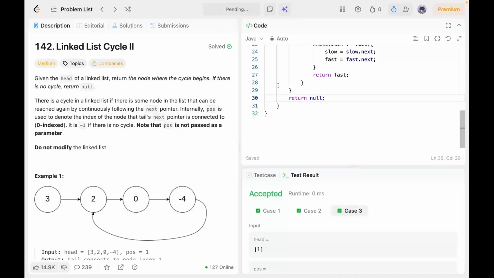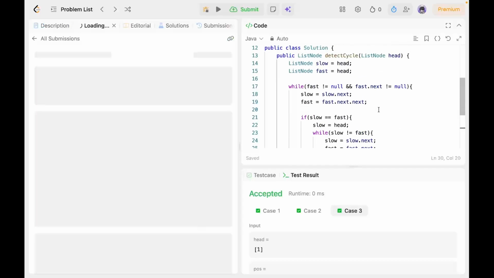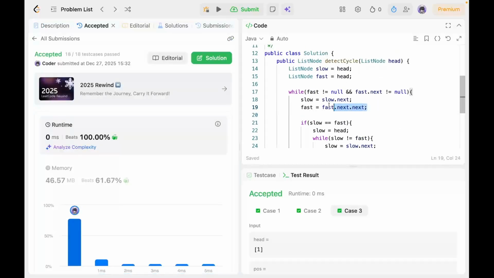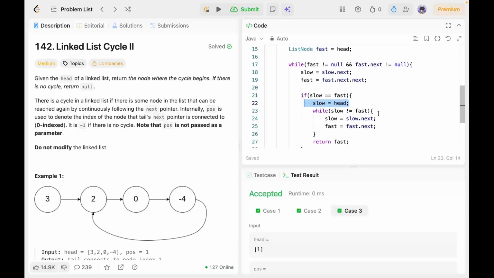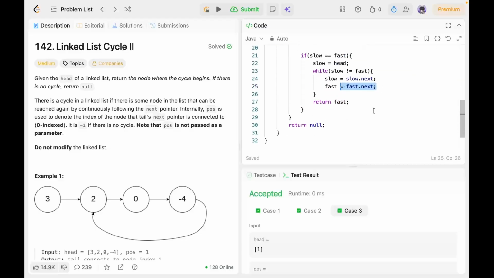Okay, so it's running. So what we did, first we checked for the cycle. If there is a cycle, then we assign our slow to head again and start traversing the linked list again. But this time we are moving slow by one. And after that, when they are meeting at the same node again, it means it's the starting node of the cycle. In this case, you can return slow or fast because they are pointing to the same node. So I think you got the intuition behind this problem.